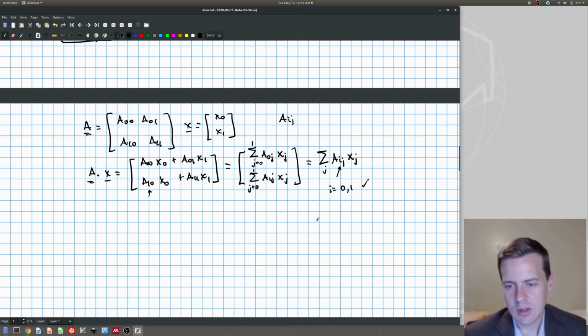Notice that the i isn't repeated. That means at the end of the day, this is going to give me some vector, say yi. It's some new vector that I get out from that. So that's just a little example stepping through that. If I were going to write this in Python code, what would that look like?